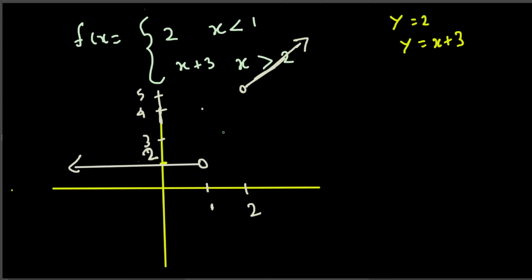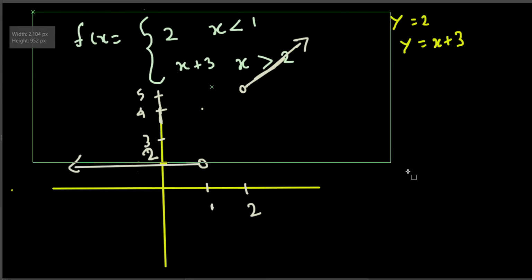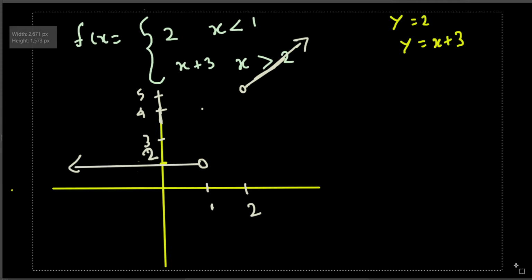Okay, so this is the graph, and both of them are open circle because x is less than 1, and 1 is not included, and here x is greater than 2, 2 is not included. So the graph is gonna look like that. Now let's try another thing.